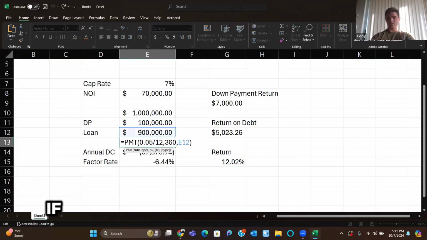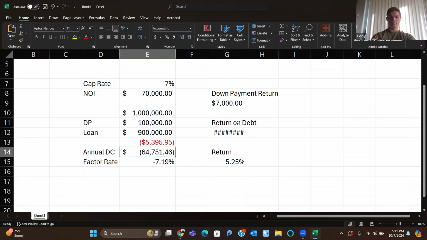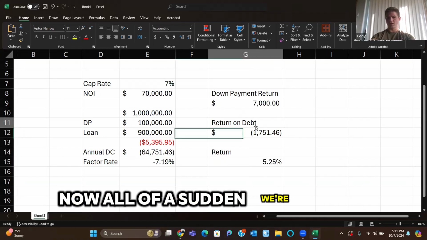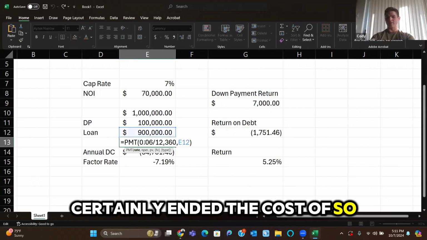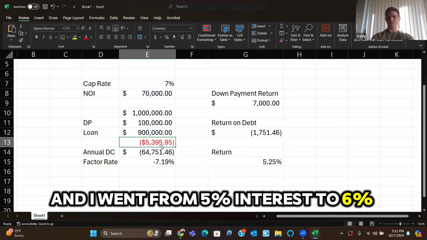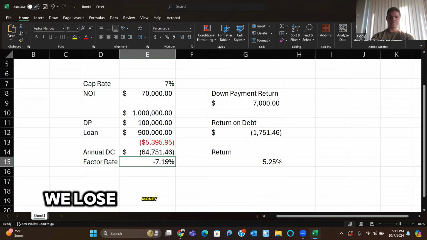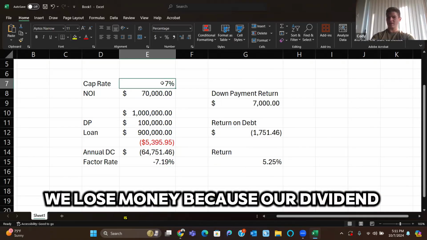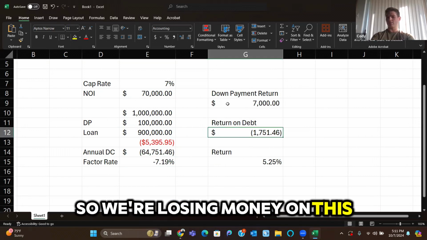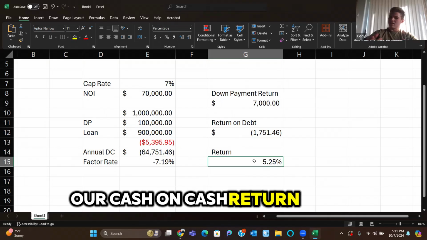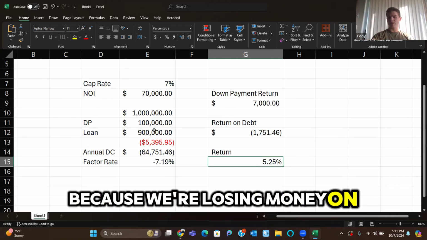If for some reason this cost went up, now all of a sudden we're losing money. Sorry, slow down. The cost of. So, I went from 5% interest to 6% interest. Oh, okay. Yeah, follow. Now our factor rate is 7.19. We lose money because our dividend is less than our cost. So we're losing money on this. Our cash on cash return is not higher than the cap rate. It's now lower than the cap rate because we're losing money on borrowed money.